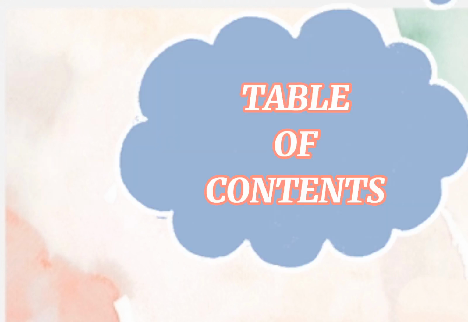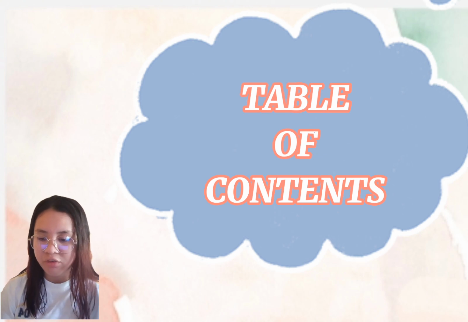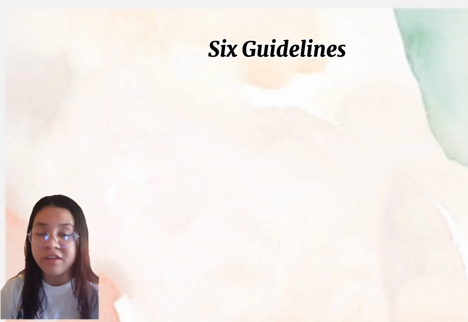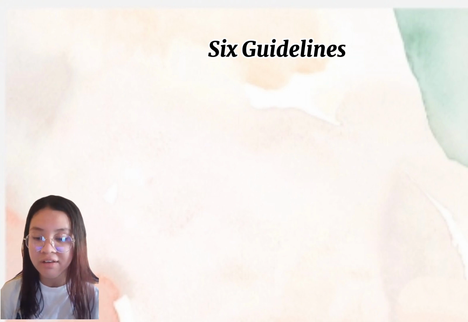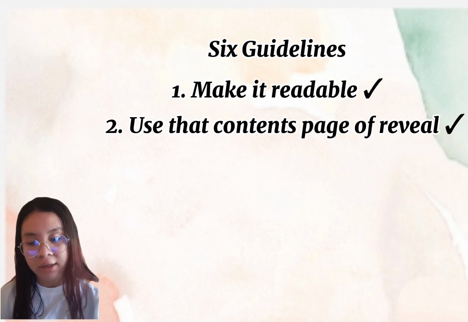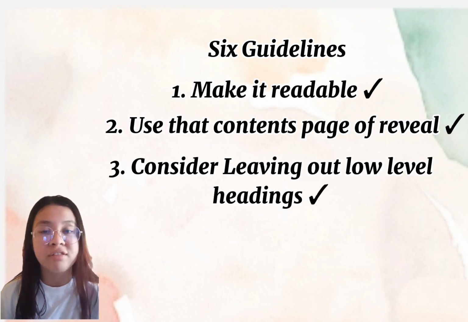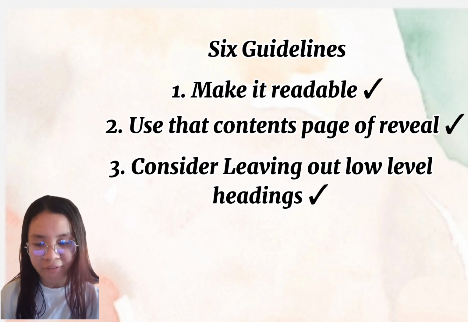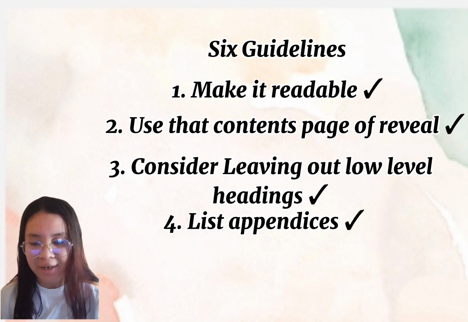Next is the table of contents. For the table of contents, we have here 6 guidelines to guide you on how to make one. First is make it readable. Second is use the contents page to reveal. The third is consider leaving out low-level headings. And the fourth is list appendices.